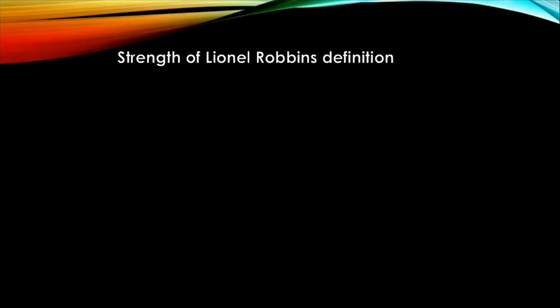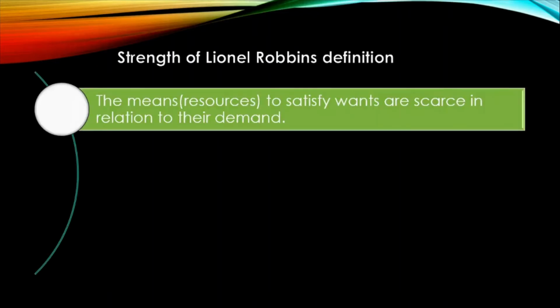So with this, we need to take a quick look at some of the strengths of Robbins' definition and understand why it's actually considered the most popularly accepted definition of economics. The first strength is that the means or resources to satisfy wants are scarce in relation to their demand. This is valid in a sense that resources around us are limited in nature.